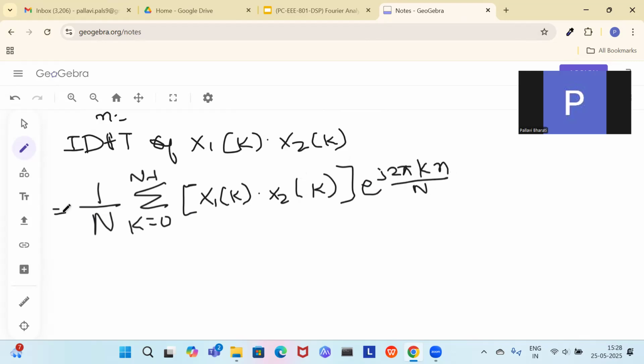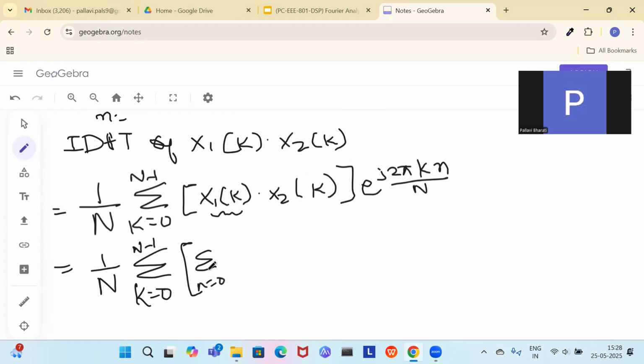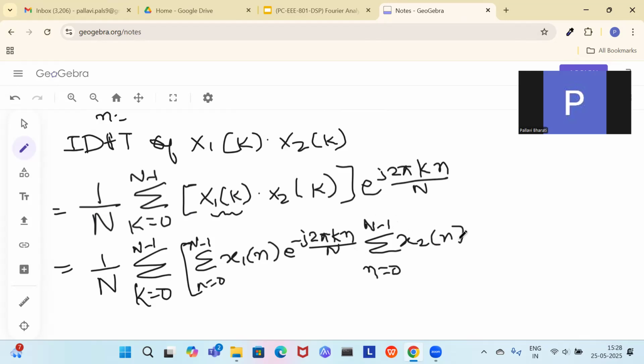Next, we'll write the DFTs over here. For this X1(k), I will write the sum n equals 0 to N minus 1, x1(n) e to the power minus j2 pi kn by N. Again for this one also I'll write the same thing, n equals 0 to N minus 1, x2(n) e to the power minus j2 pi kn by N. I wrote the DFT of X1(k) and X2(k), and the whole thing is multiplied with e to the power plus j2 pi kn by N.